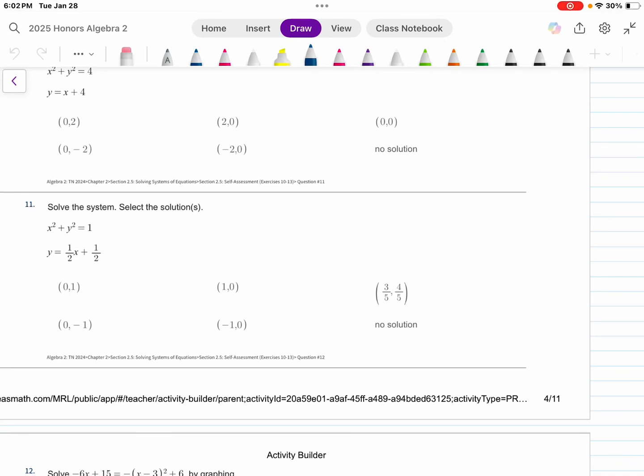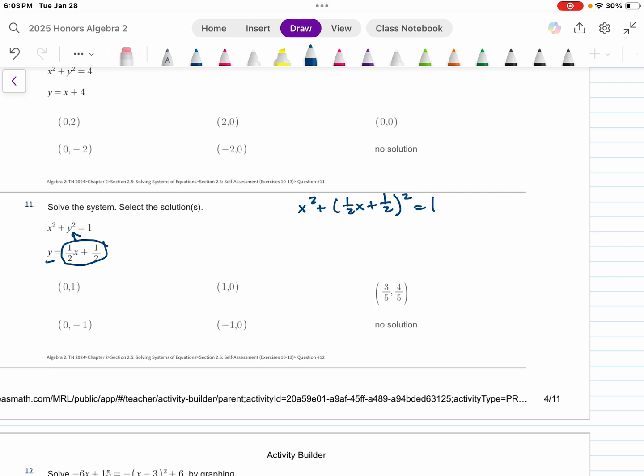All right, so here's number 11 from our homework. So I'm going to do a quick little video on it showing you how to solve it algebraically. So we have the second equation already solved for y. So we got to take the expression and put it in for y squared. Again, this one gets ugly because of the fractions. So x squared plus the quantity 1/2 x plus 1/2 and then squared equals 1.